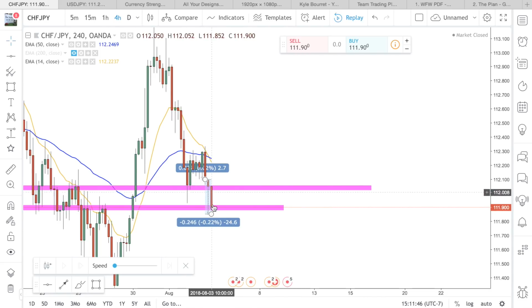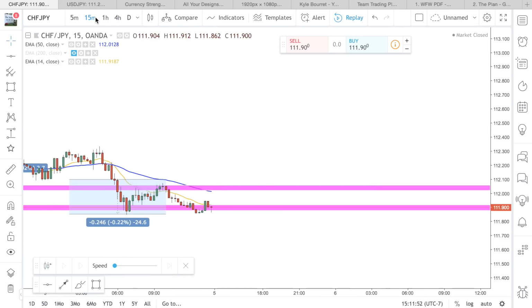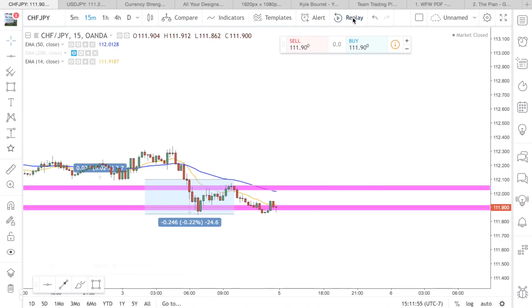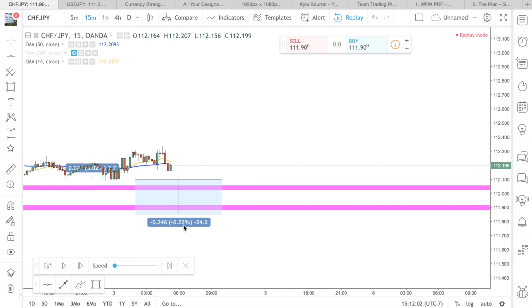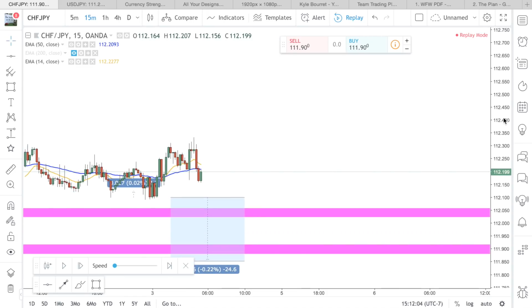Even just waiting for 10 o'clock. Maybe you're like, I'm uncomfortable, I don't want to do it. Even just by waiting until 10, there it was. Let's look at the 15-minute setup. Simple. Same deal. 2-1.